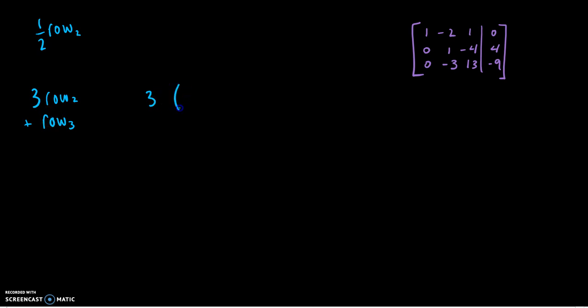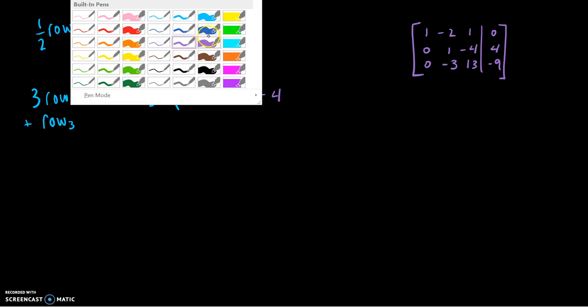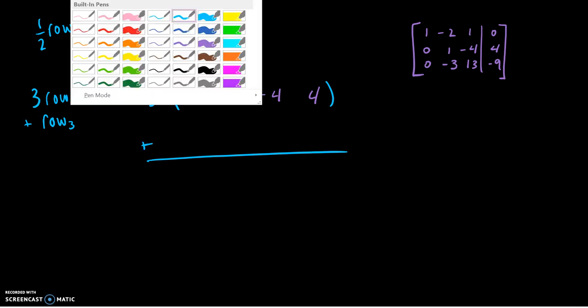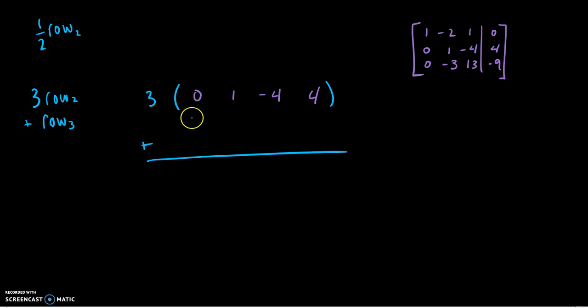So we're saying 3 times row 2. So we're going to take all the coefficients in row 2. We have 0, we have 1, and we have negative 4. Right? And we have the 4 on the back side, on the right side of the equation. Don't forget that. All right? And we're trying to add that to row 3. Well, we have a 0 here, we have a negative 3 here, we have a 13 there, and a negative 9 here. So what do we get?